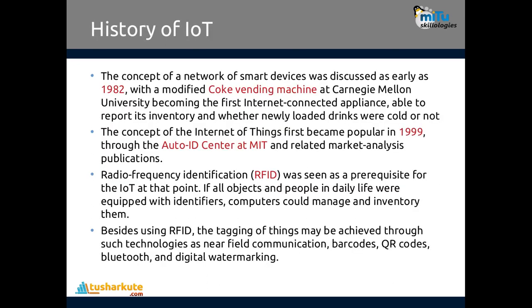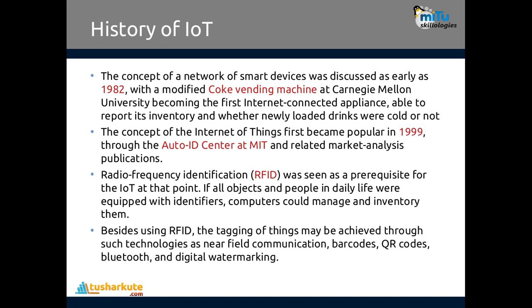Now, when IoT was created, the concept of a network of smart devices was discussed as early as 1982 for the first time, with a modified Coke vending machine at CMU, that is Carnegie Mellon University, becoming the first internet connected appliance, able to report its inventory and whether newly loaded drinks were cold or not. It's very interesting that in 1982, the Coke vending machine was the first example of IoT activity.